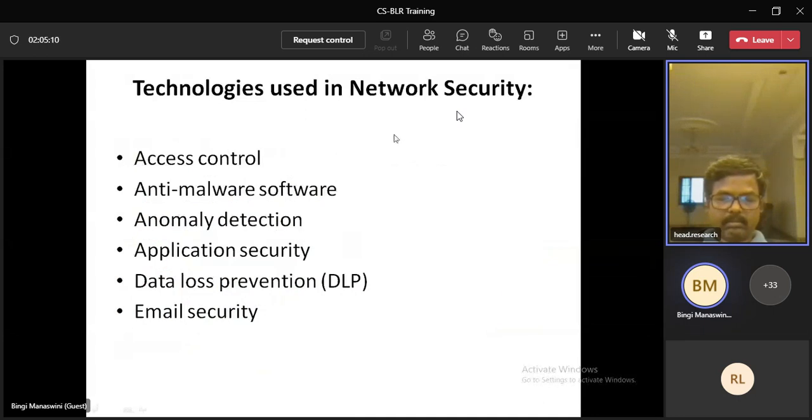network security technologies are access control and anti-malware software, anomaly detection, and application security, data loss prevention, and then email security. And about access control, only authorized persons can access the network, by using authorization techniques like using passwords and any applications, we can provide the access.